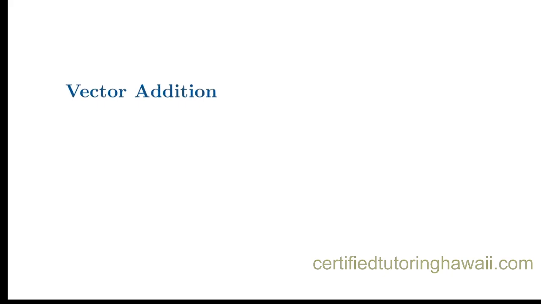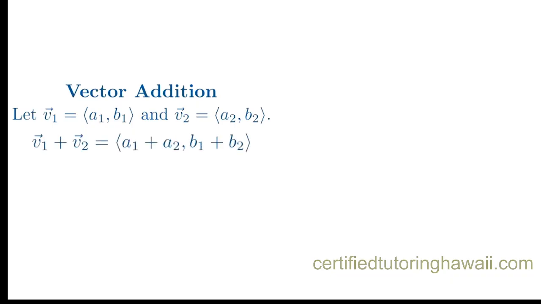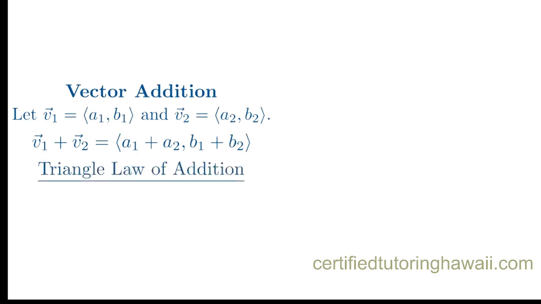Next, let's look at vector addition. To add two vectors, v1 and v2, we simply add their corresponding components. So, the x component of the sum is the sum of the x components, and the y component of the sum is the sum of the y components. Geometrically, there are two ways to visualize this. The first is the triangle law of addition. To add vector v2 to vector v1, you place the tail of v2 at the head of v1. The resultant vector, their sum, is the vector that goes from the tail of v1 to the head of v2. It represents the total displacement if you first follow v1 and then follow v2.